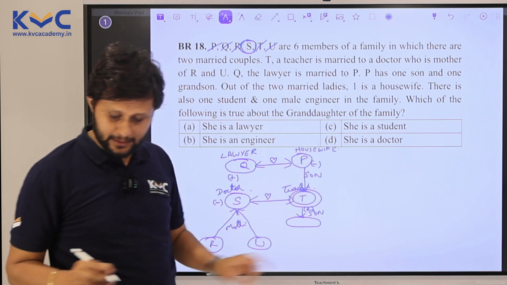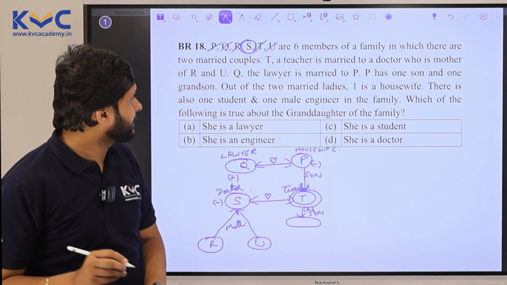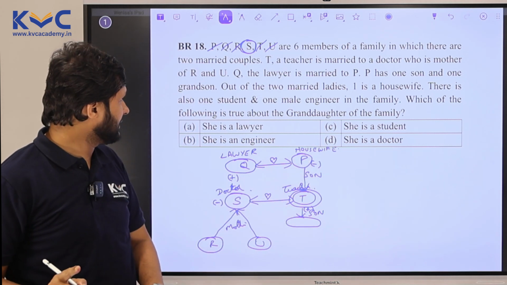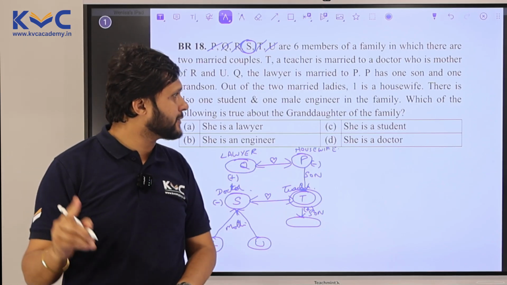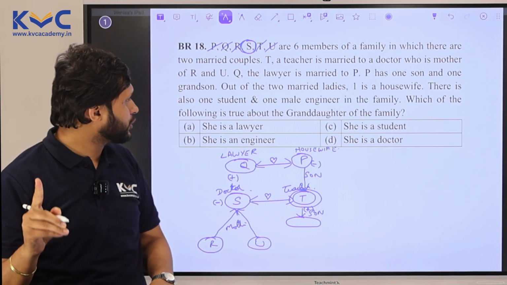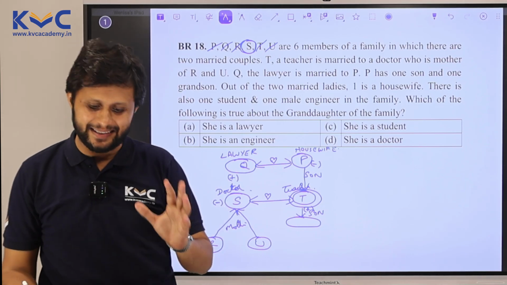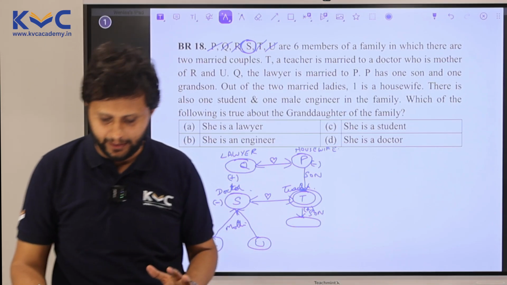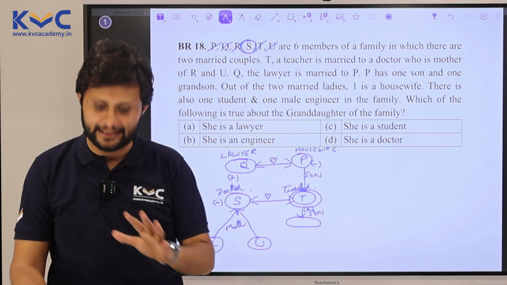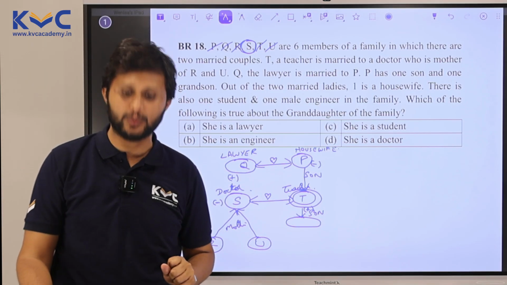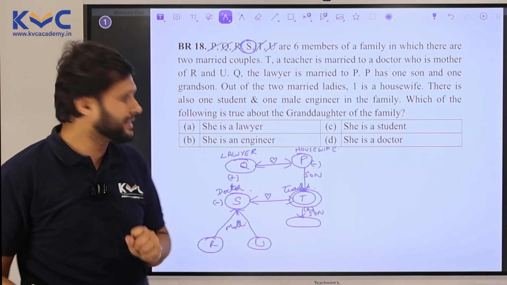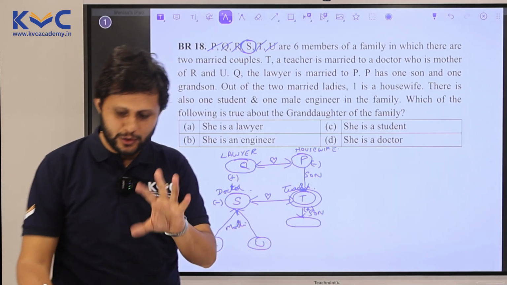P has one son, which is done. P has one son and one grandson. Out of the 2 married ladies, one is housewife. There is also one student and one male engineer. Which of the following is true about the granddaughter of the family? Now, if you see over here, T's son is hanging. We don't have a name so far. That is the only empty box that we have so far. That means that also should be covered.